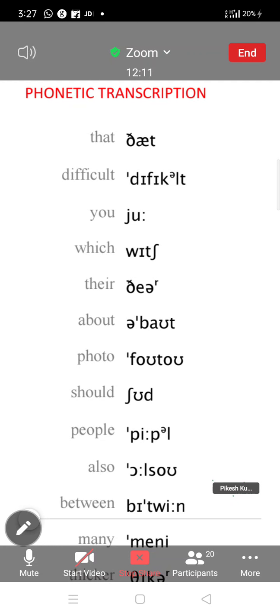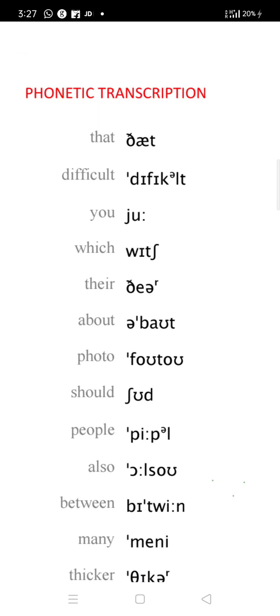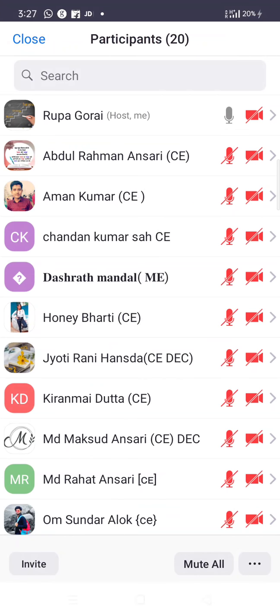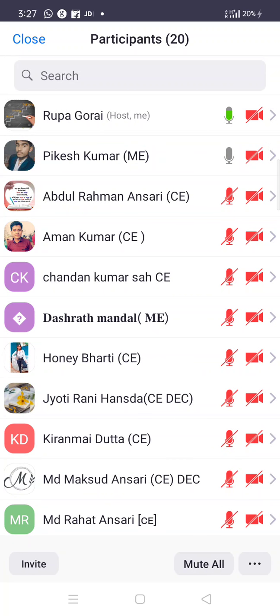Do you have any doubt? This is a new topic to all of you. I will give you some task. All of you, I will give you some task and you have to complete the task and submit in the Google Classroom. So please clarify your doubts regarding phonetic transcription. This is a very new topic, very interesting topic. So you should have a clear concept about it.